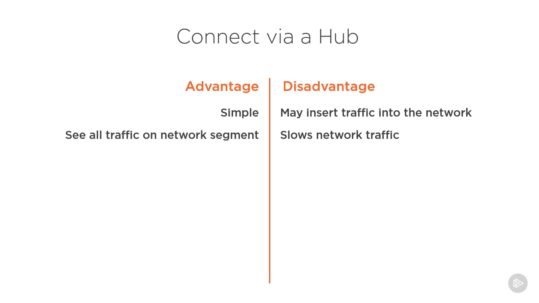The disadvantages are that you may insert traffic into the network, and if you're trying to monitor for performance problems, you want to avoid inserting traffic into the network. For example, your device may be sending ARP messages or DHCP requests. So avoid this technique if you're looking to monitor the performance of the network, because if you insert traffic, it will slow the network down.